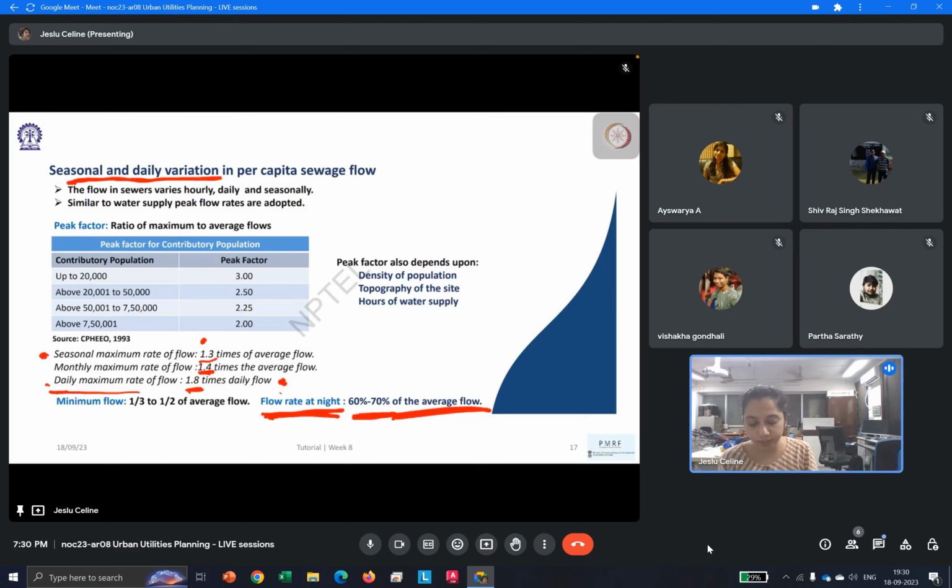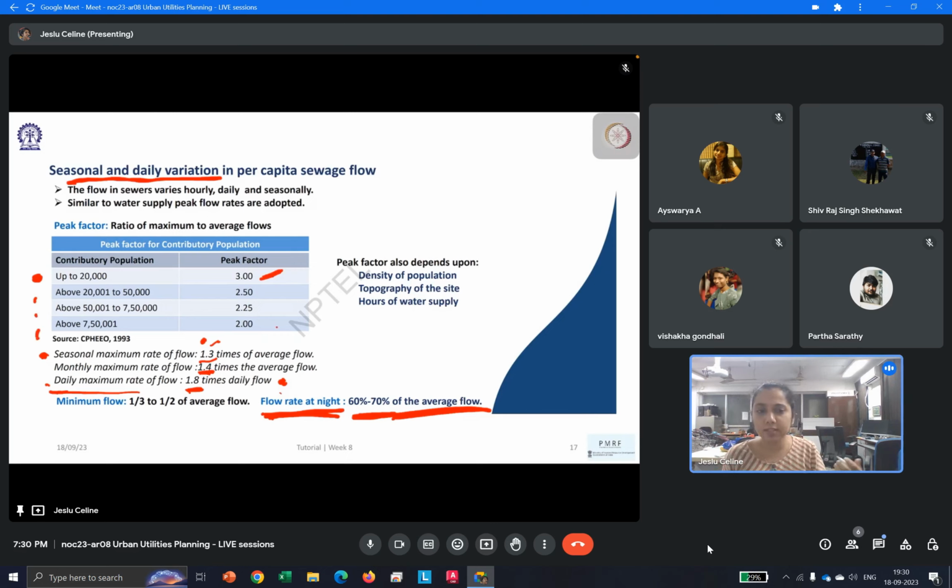So it's again 1.8 times. But these two are new figures. Seasonal maximum is 1.3 times and monthly maximum is 1.4 times. Now again, in the previous question we saw what peak flow depends upon. We discussed population. So we see over here when the population is up to 20,000, we take a peak factor of 3. Now when the population is increasing, the peak factor is reducing.